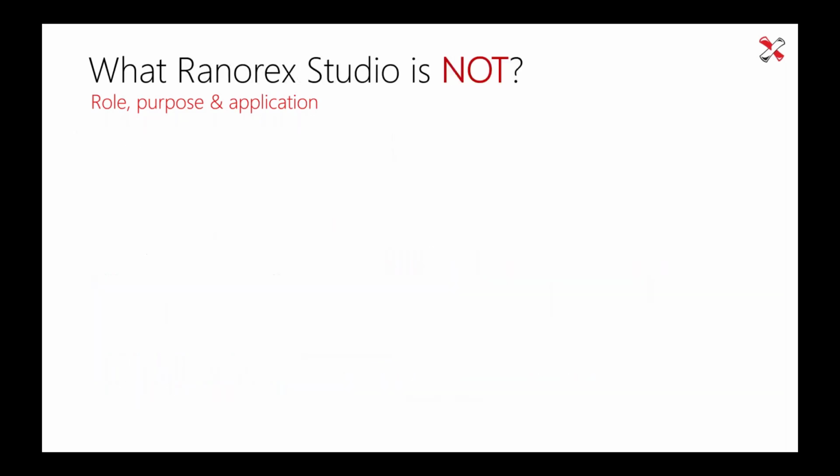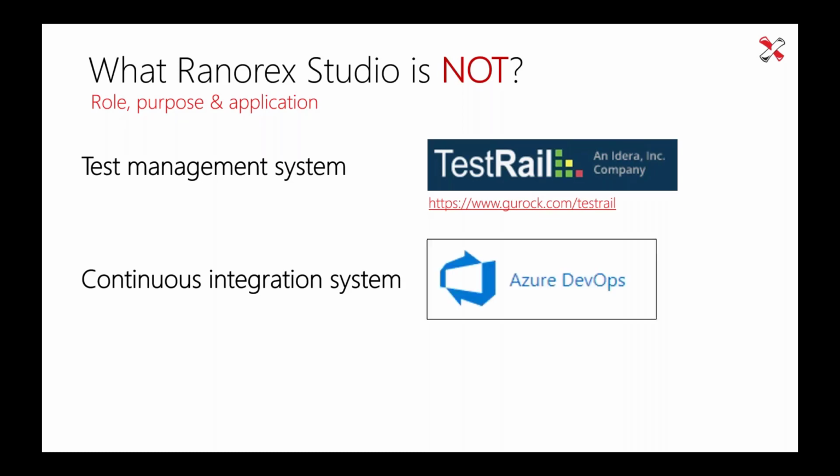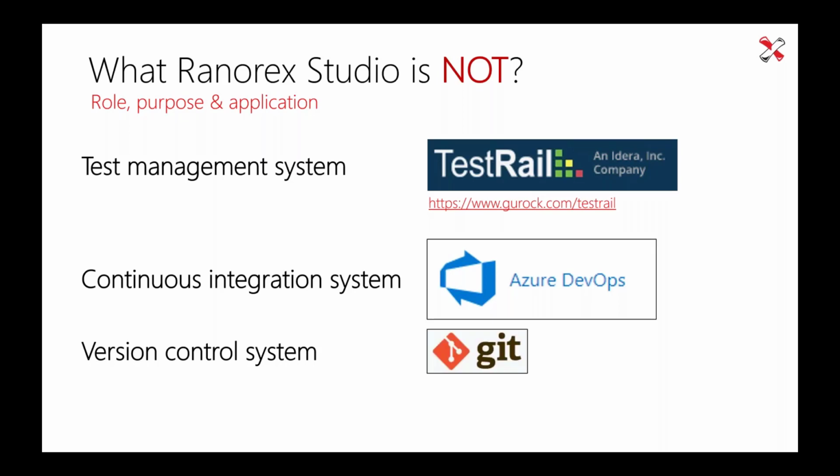But what Ranorex Studio is not is the more important question with respect to Azure DevOps. Of course, Ranorex Studio is not a test management system. This is something which is covered, for example, by TestRail. It's not a CI system, so it's not for continuous integration. It does not cover this business model, and this is where we use Azure DevOps today. And of course, it's not a version control system. This is what Git is for, and this is also what we are showing today.